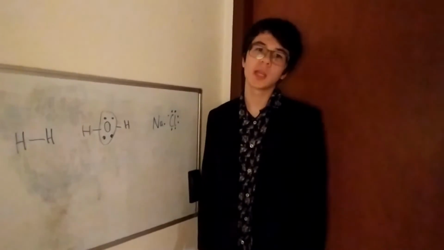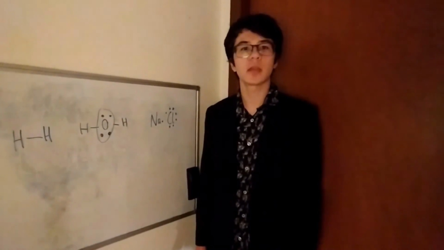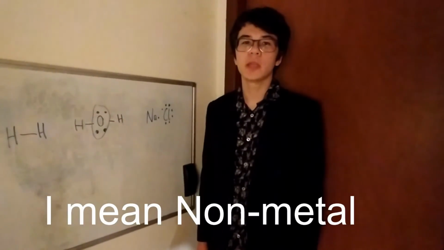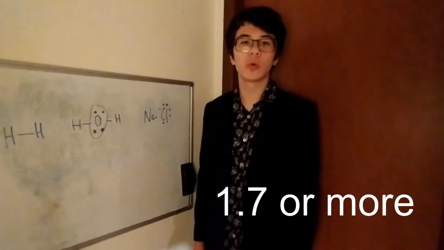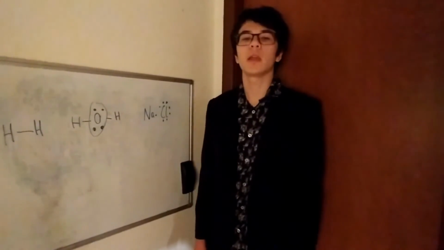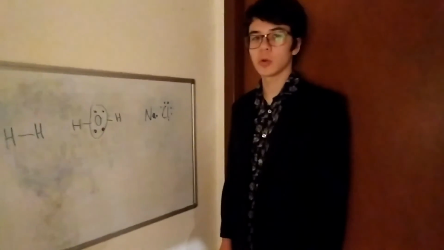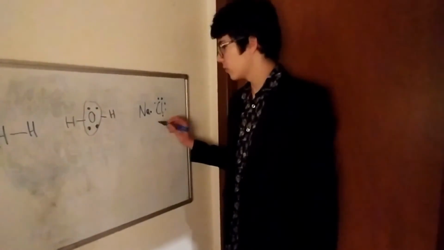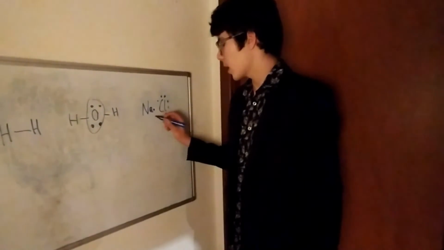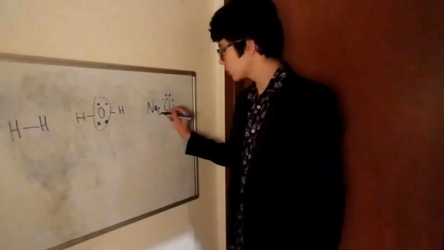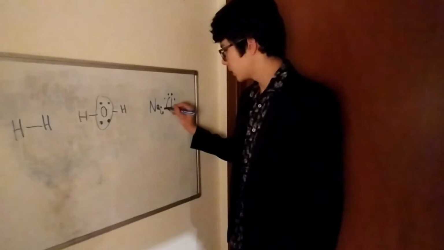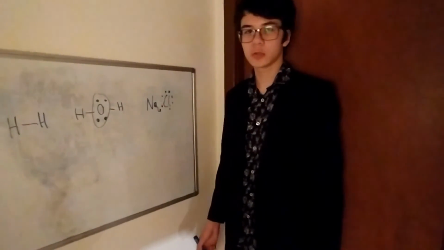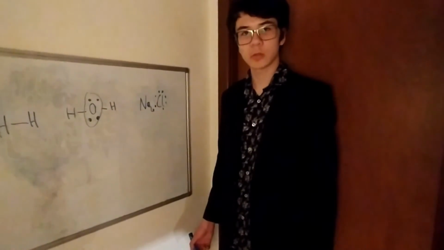The larger the difference in electronegativity, the more likely that the bond is ionic. When one atom has an electronegativity of 2 or more than the other atom, it becomes ionic. Sodium chloride is a good example of this. Chlorine is more electronegative than sodium, enough so that it can steal the electron from sodium and keep it for itself, leaving sodium with one less electron and chlorine with one more electron.